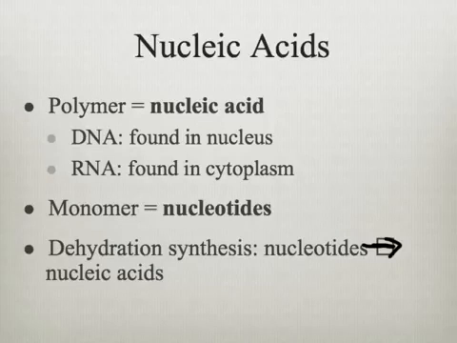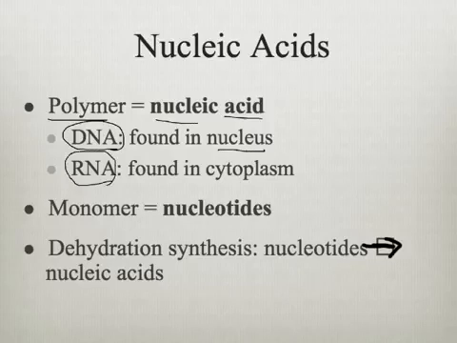Okay, so the polymer of a nucleic acid is, I know, very hard to remember, called a nucleic acid. So that's nice and easy. Nucleic acids, the polymers are nucleic acids. There are two examples, I should say, of polymers. So DNA, which you've all heard of, which is found in the nucleus of the cell. And RNA is the other main polymer, and that's found in the cytoplasm of the cell.